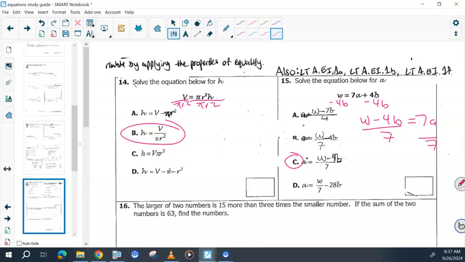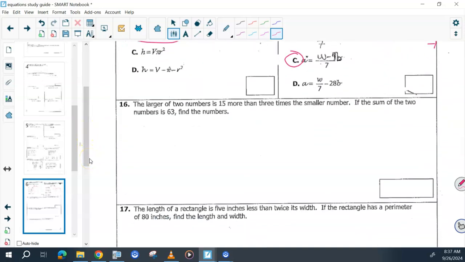16, okay. So for 16, the larger of two numbers is 15 more than 3 times the smaller number. Larger is 15 more than 3 times the smaller. If the sum of the two numbers is 63, find the numbers. So I'm going to let L be the larger and S be the smaller.